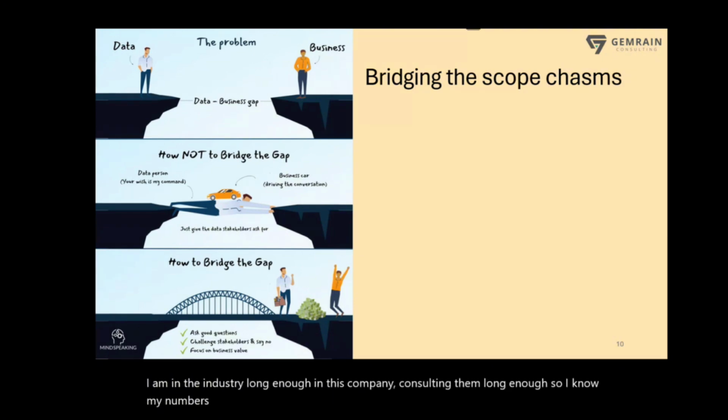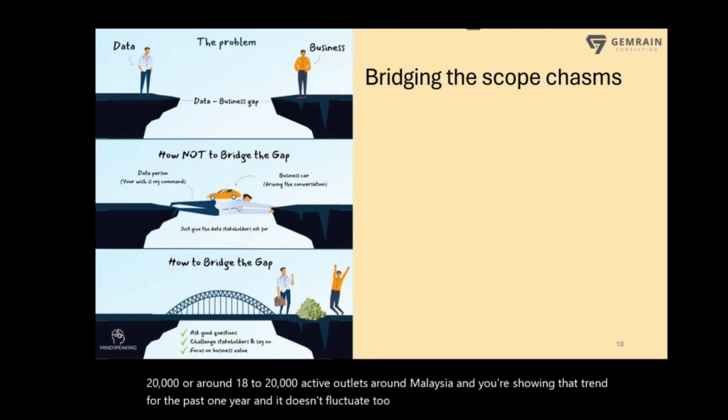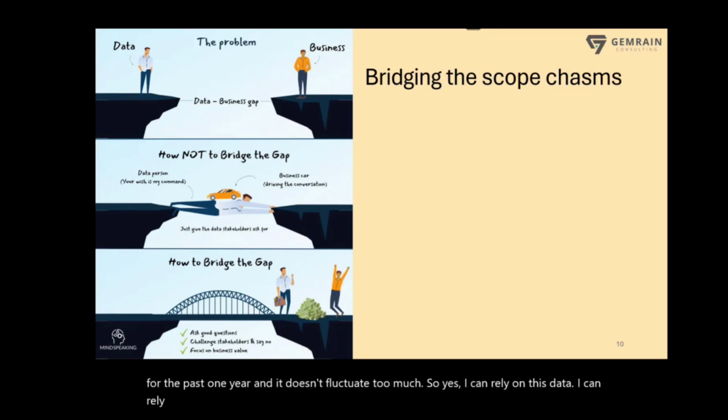So on average, I know the sales team are telling me that there are pretty much 18 to 20,000 active outlets around Malaysia, and you're showing that trend for the past 1 year and it doesn't fluctuate too much. So yes, I can rely on this data. I can rely on this, and I can start crafting my story together with you.